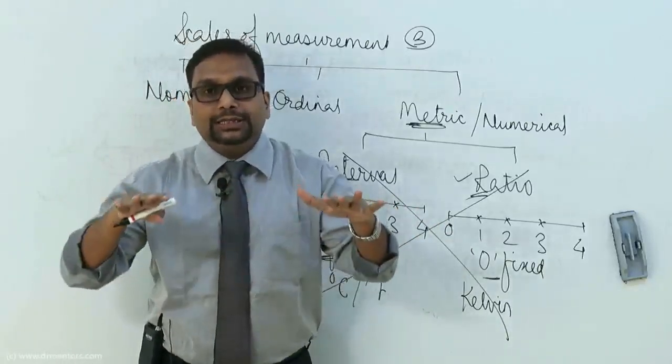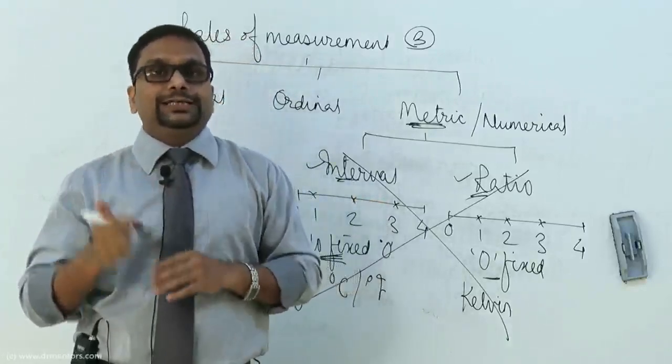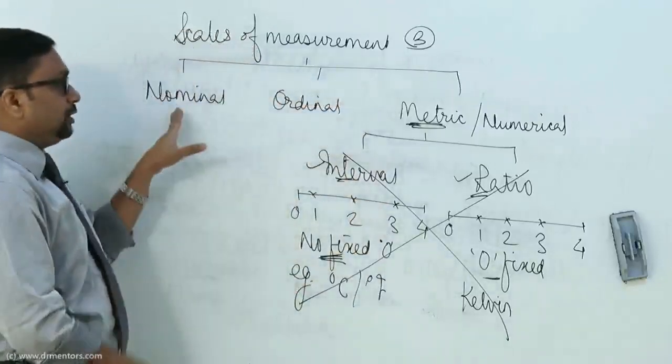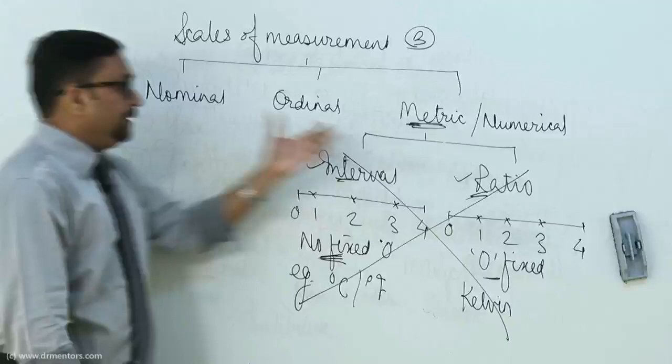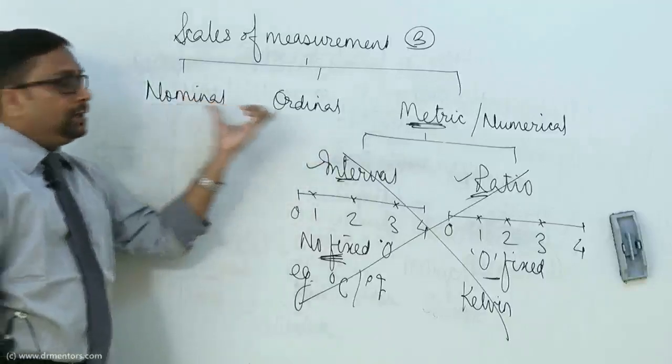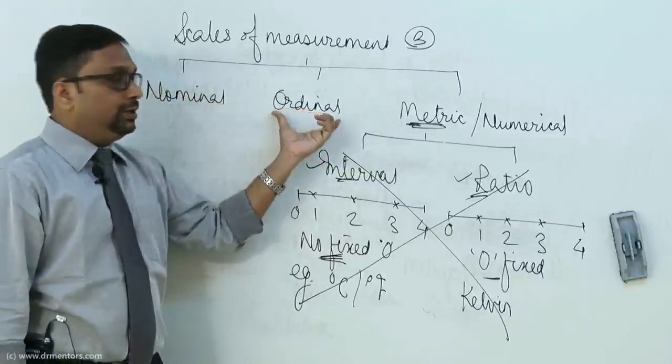To summarize all this, the classification known as scales of measurement has 3 scales: nominal, ordinal, metric. Data where only name is important, nominal. Data where name and order both are important, ordinal.